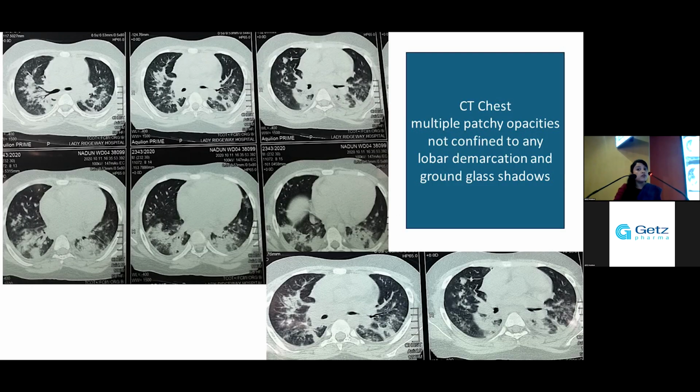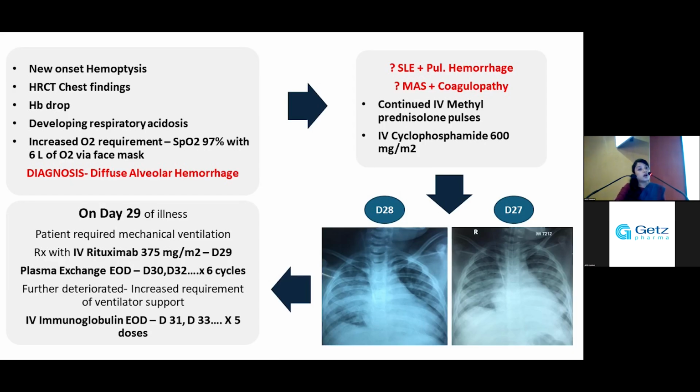So therefore, we went ahead with the CT chest, which showed multiple patchy opacities not confined to any lobar demarcation, together with ground glass opacification. So, moving on, the same day, the patient then developed a new onset hemoptysis. So, together with these HRCT findings, the hemoglobin drop, and developing respiratory acidosis with increased oxygen requirement, we made the clinical diagnosis of diffuse alveolar hemorrhage.